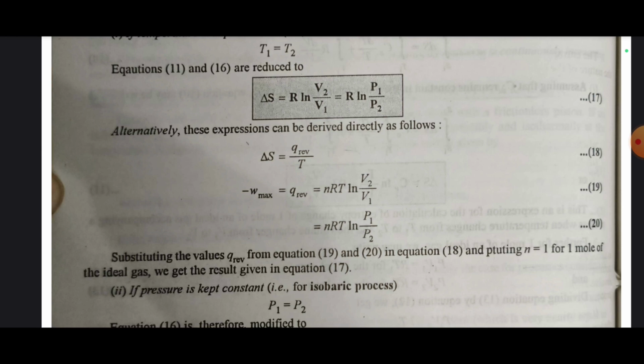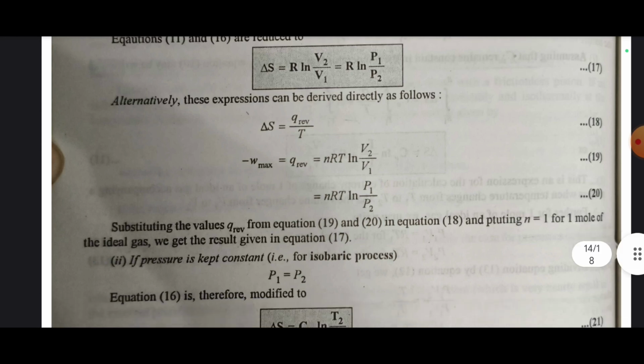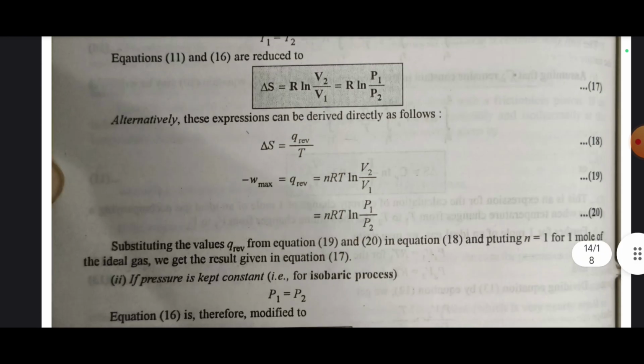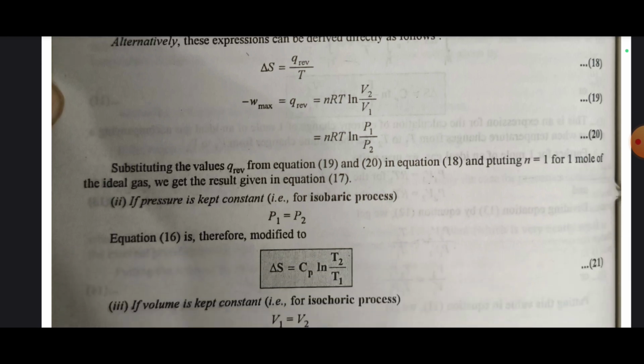Alternatively, these expressions can be derived directly as follows, that is delta S is equal to Q reversible by T, and minus W maximum is equal to Q reversible is equal to nRT into ln of V2 by V1 or equal to nRT ln of P1 by P2. Substituting the value of Q reversible and putting n is equal to 1 for 1 mole of the ideal gas, we may get the result given in equation 17.